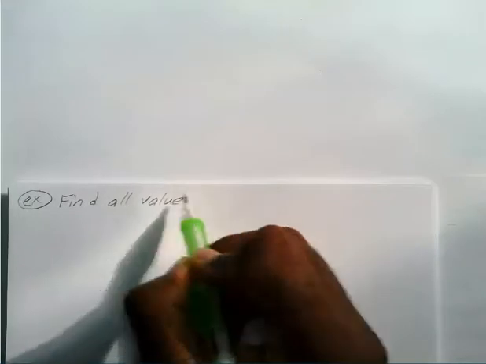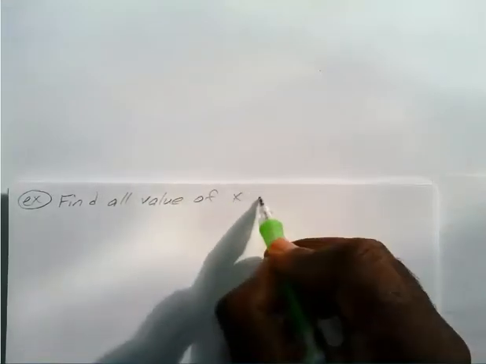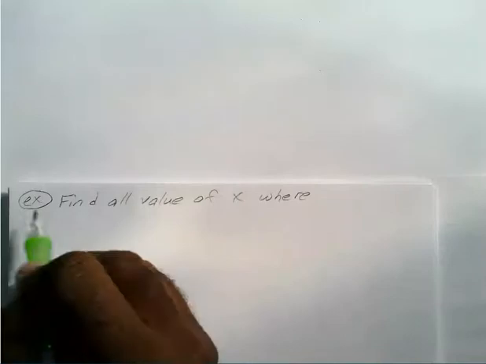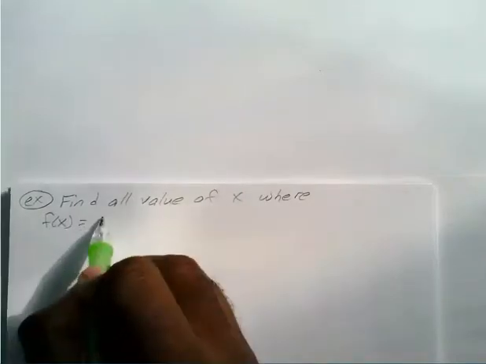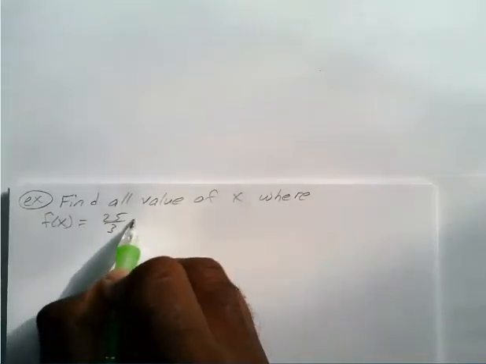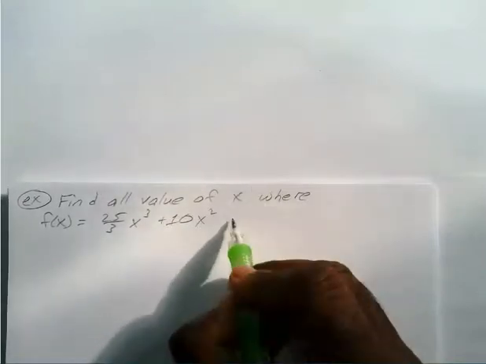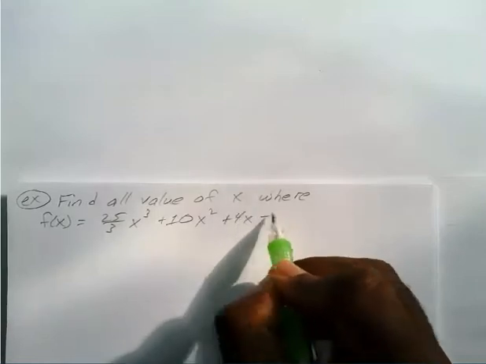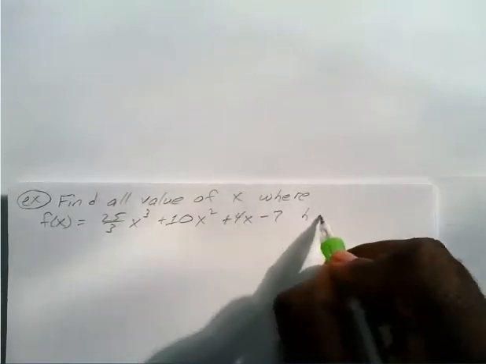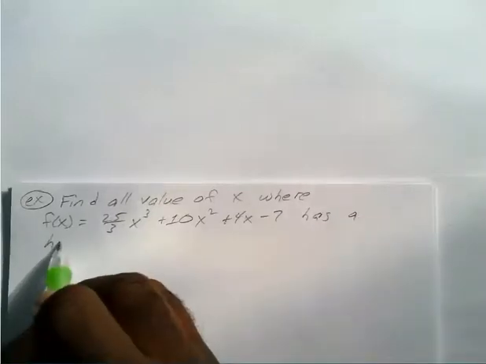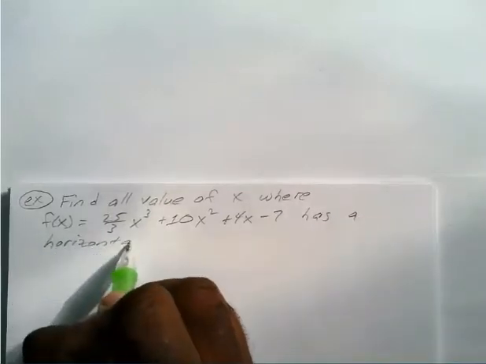Alright, so for example, what if we wanted to find all values of x where f of x equals 25 over 3 x to the third plus 10 x squared plus 4x minus 7 has a horizontal tangent line.